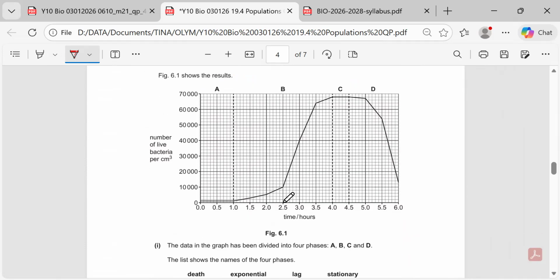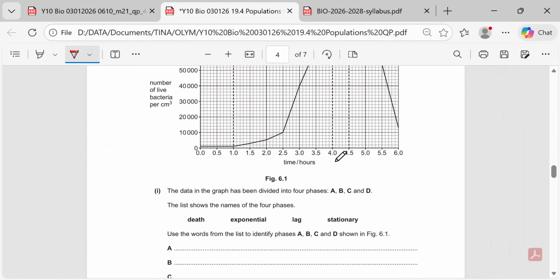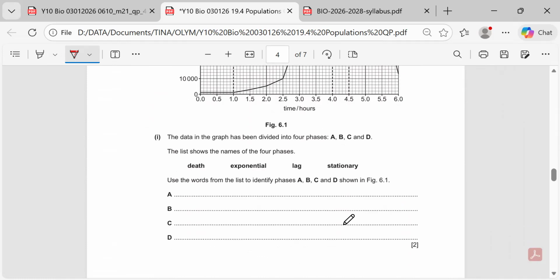So this one is the same thing: lag, log, stationary, death. If you don't know this also, we say die, die. It's like cry. So lag, exponential is the same as log, then stationary and death.